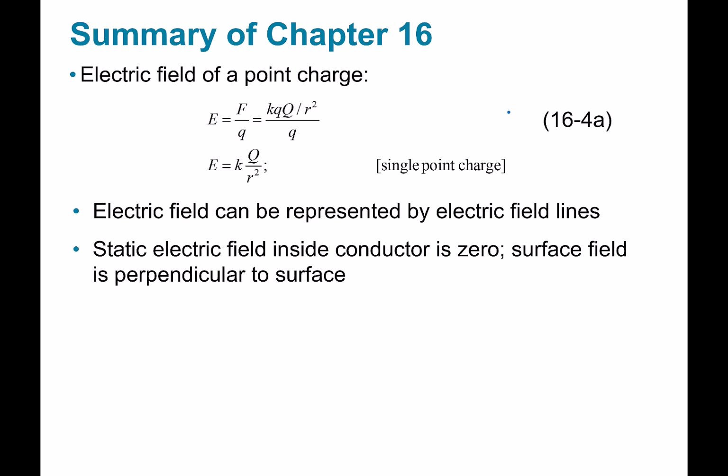Electric field of a point charge is also given: E is kq over r squared. And the electric field can be graphically represented by lines, which we call electric field lines. For a positive charge, the electric field lines point away, and for a negative charge, the electric field lines point towards the negative charge.